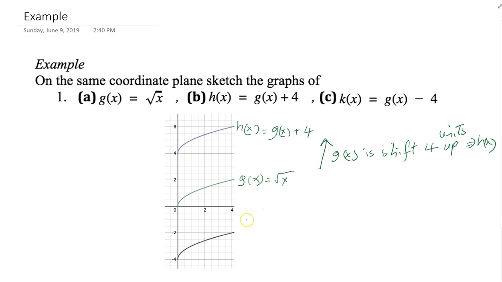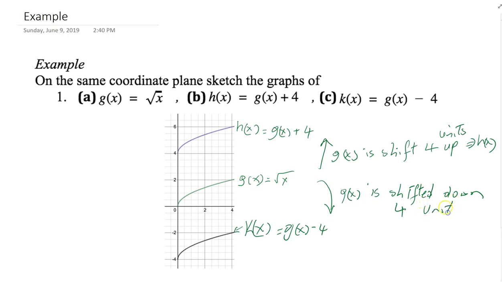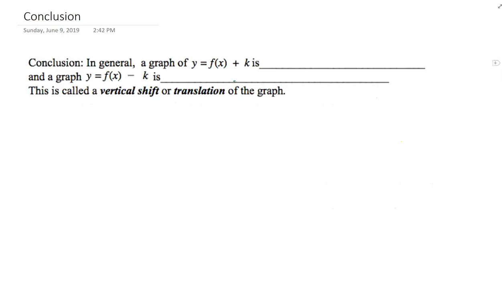And if k of x is our black curve here, and it is g of x minus 4, notice here your g of x is shifted 4 units down. If we continued exploring this with other functions, what we will eventually do is make a conclusion about what happens when we add or subtract numbers from an original function.